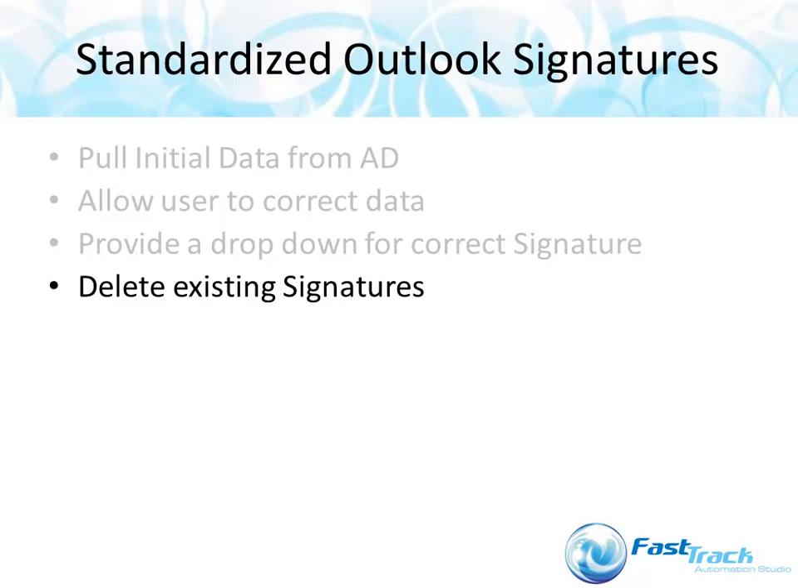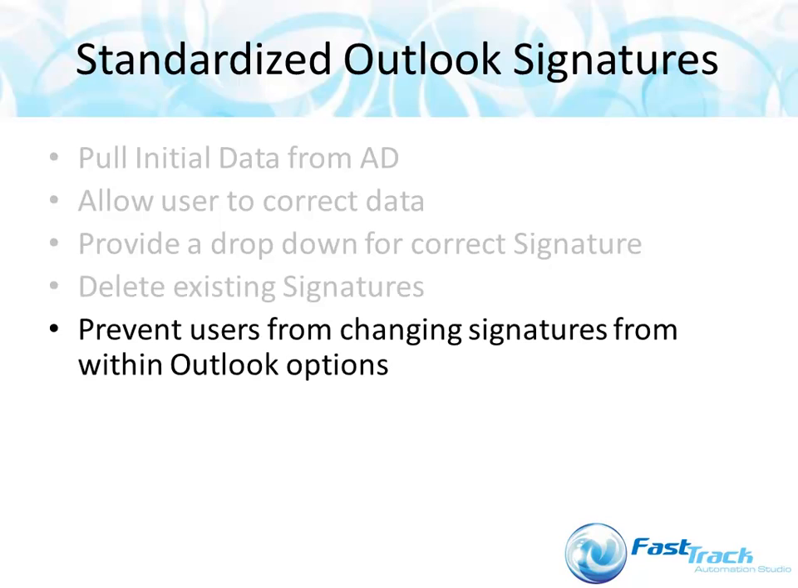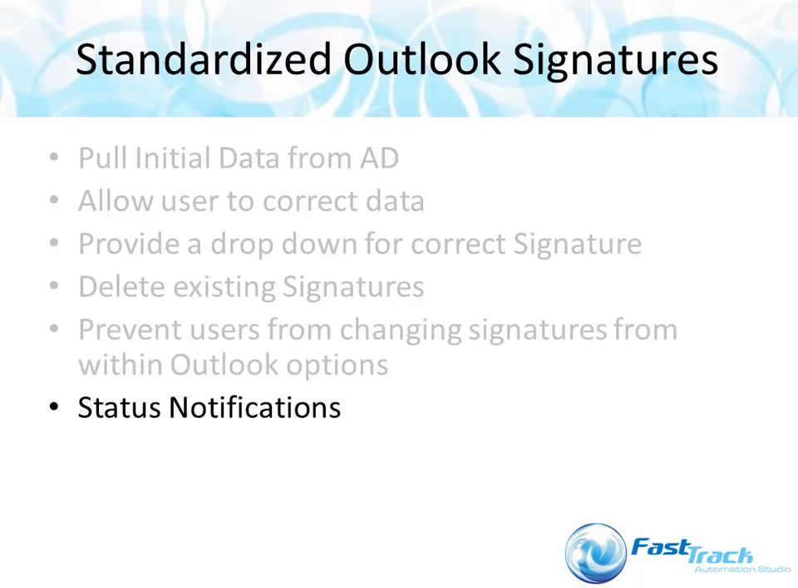Once we're done with this, the user selects OK. FastTrack is going to delete any existing signatures, and then we're also going to prevent users from going into Outlook Tools options and making changes to their signature. During the entire process, we'll provide notifications to the end user so they understand what's going on.